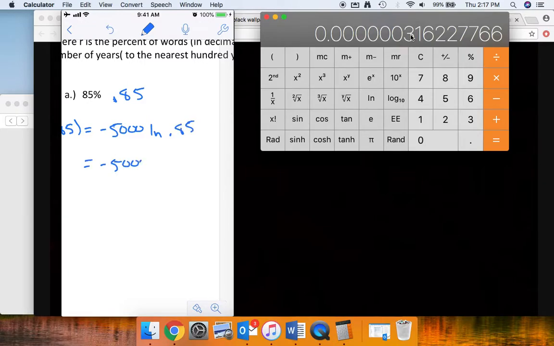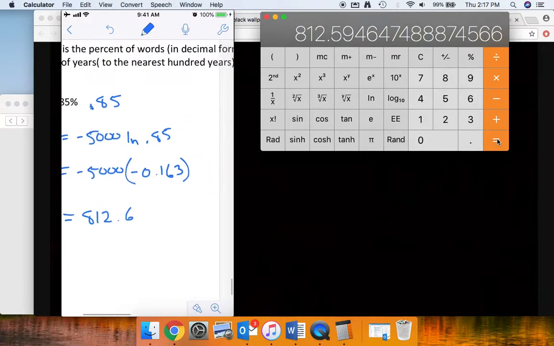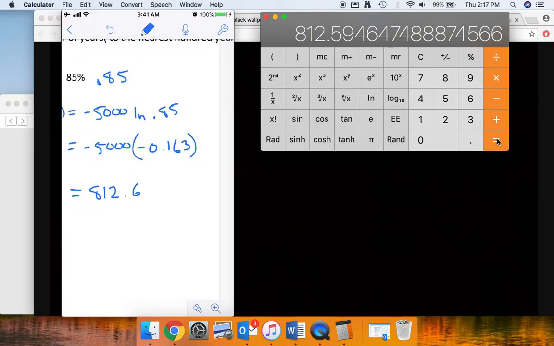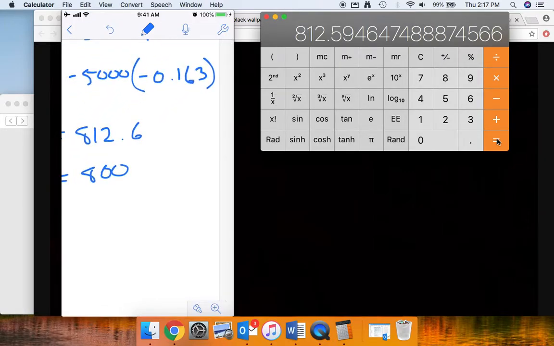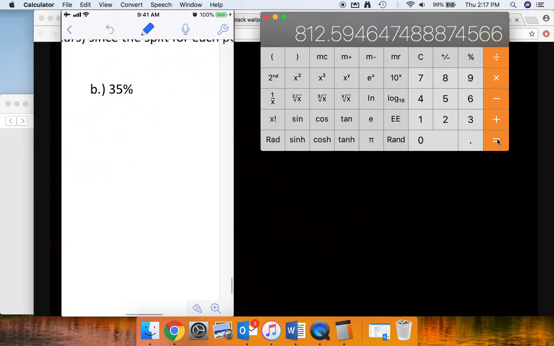Negative 5,000 times ln of 0.85, that's negative 0.163, times 5,000, that is negative. There will be 812.6. They said to the nearest 100 years. So that's going to be about 800 years. The number of years, well, they'll have 85% in common. We have to go 800 years back. Okay, that's fine. Now 35%, 0.35, right?